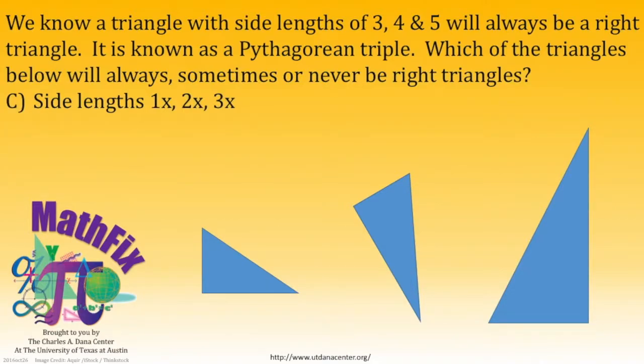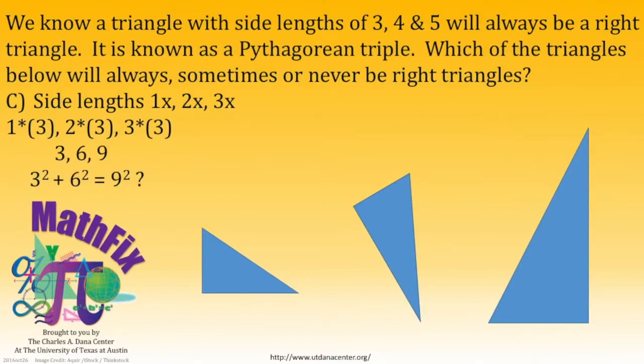And then now we have side lengths of 1x, 2x, and 3x, and again, any value that we want to try for x, like 3, gives us 3, 6, 9, but that is not going to be true, and no, that is never going to be true for a right triangle.